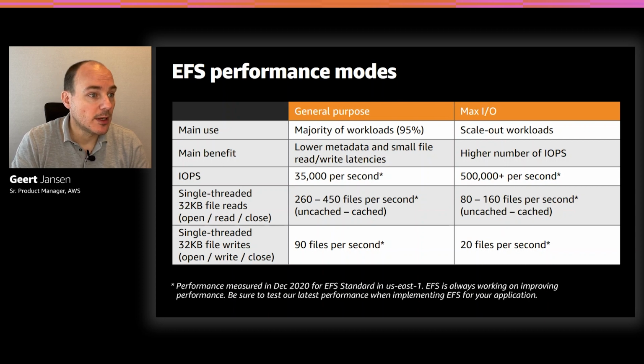while the max I/O performance mode has a higher number of IOPS. So GP mode can serve up to 35,000 IOPS, while the max I/O mode can serve in excess of 500,000 IOPS.